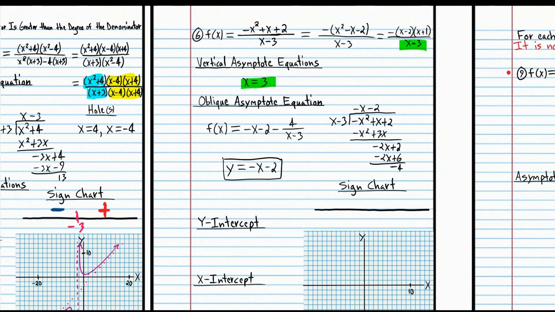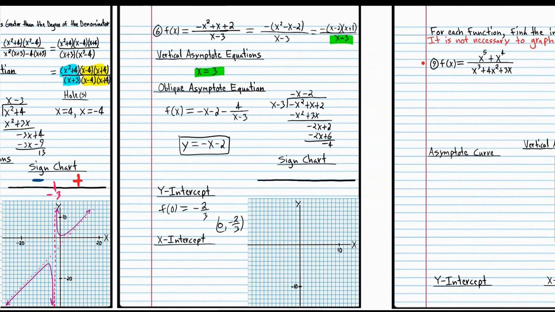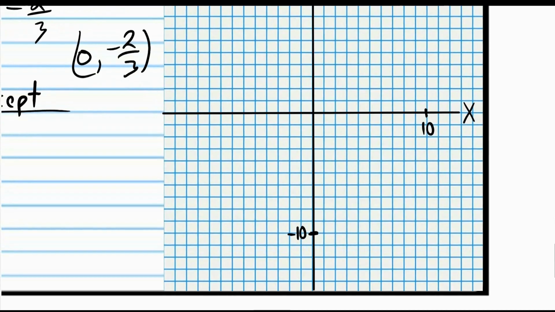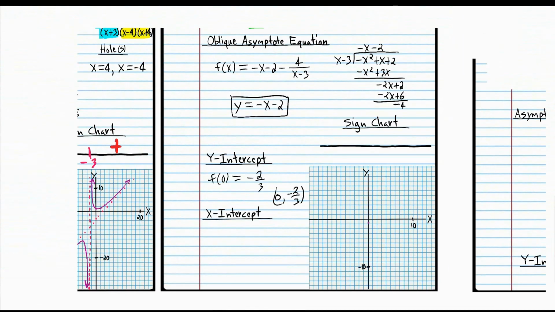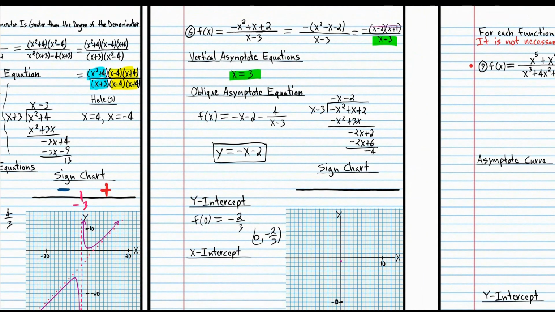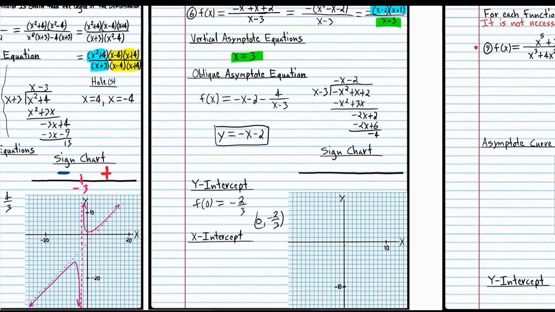Now if we let x equal 0, we have negative 2/3. So 0 comma negative 2/3 is the y-intercept. It'll be about there. And we can see what the x-intercepts are going to be from the blue factors up there. I'm not going to rewrite them because that would take a while. So 2 and negative 1.